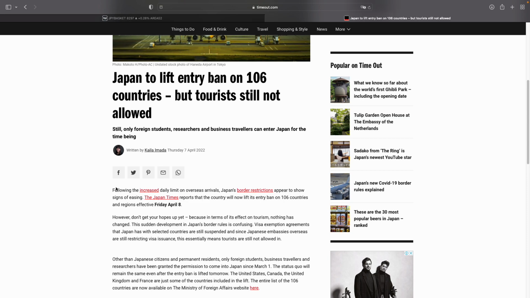Now, when is this going to take place? So it says here, following the increase in the daily limit on overseas arrivals, Japan's border restrictions appear to show signs of easing. It says that the Japan Times reported that the country will now lift its entry ban on 106 countries and regions effective from Friday, April the 8th. Now, if you are not aware of how the Japanese economy works, there's normally high impact news coming out for them on a Friday, and this is very positive for the economy.